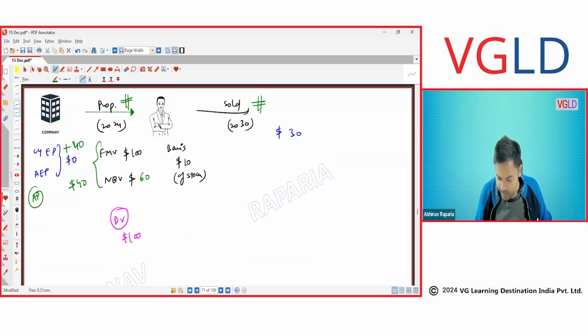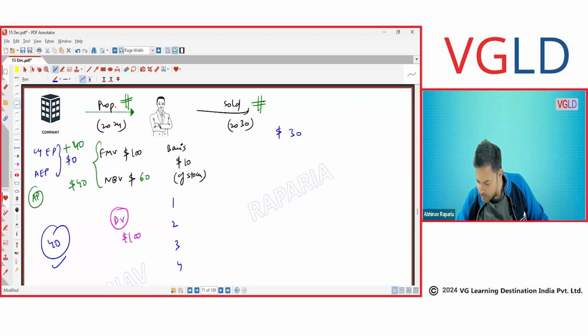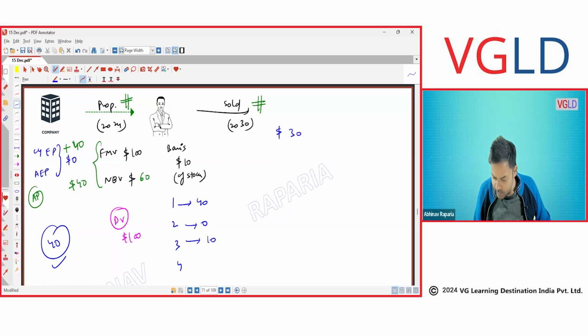Good. Now, one, two, three, four. I think everyone is getting 40. First answer is correct. Everyone is getting the same. 40, 50, 70, 40, 50. Yes. Okay. Now, one is 40, 0, 10, and this is 50. Correct. So I think this is also okay.